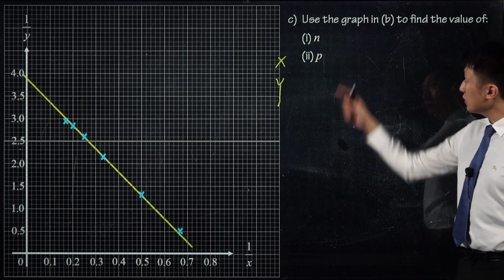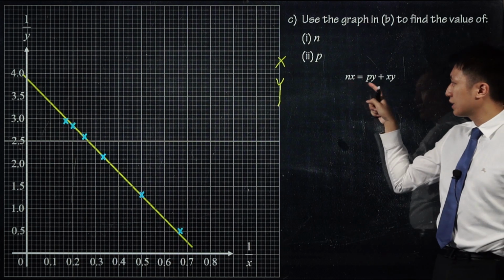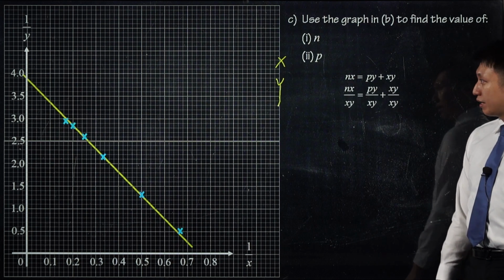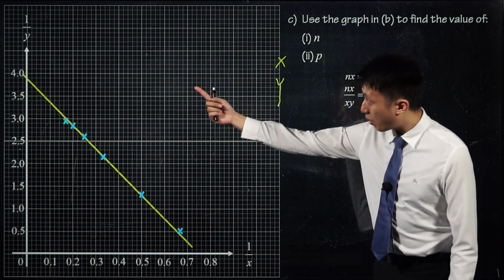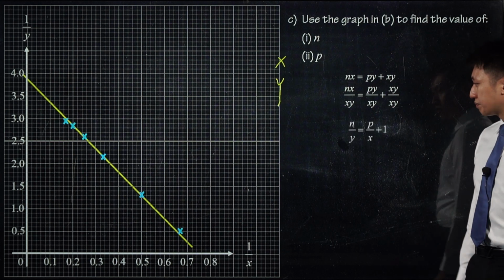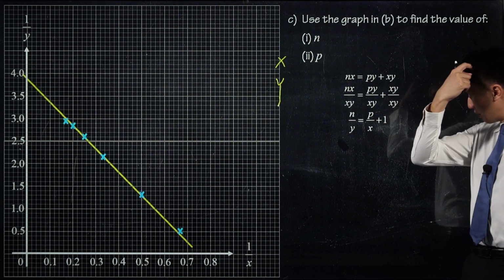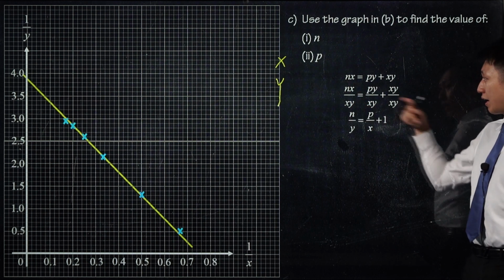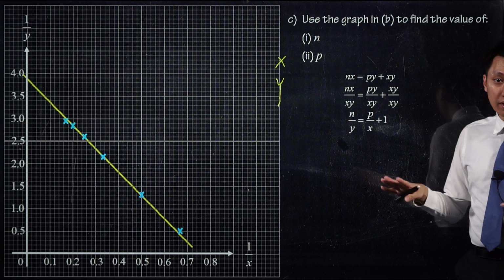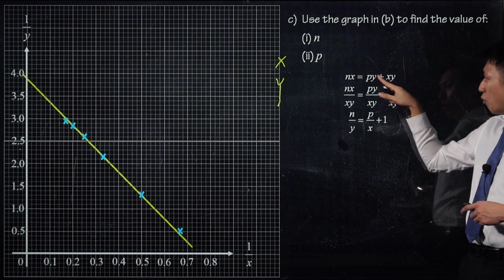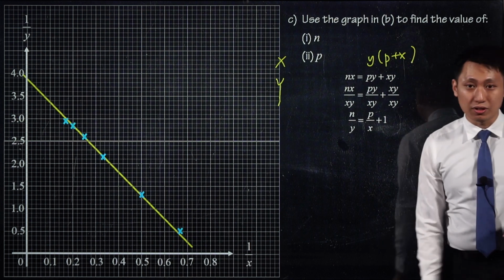Good. Use the graph to find the values of n and p. So we use the original function: nx equals py plus xy. Then we want 1 over y on one side and 1 over x on the other side. So we divide by xy first. Actually you can do it in a faster way, but I'll do it slowly here. You can bring this y out, then p plus x, and move it over and so on.